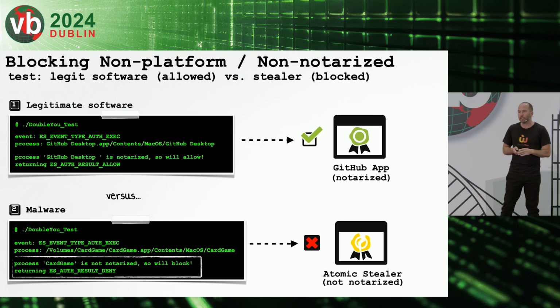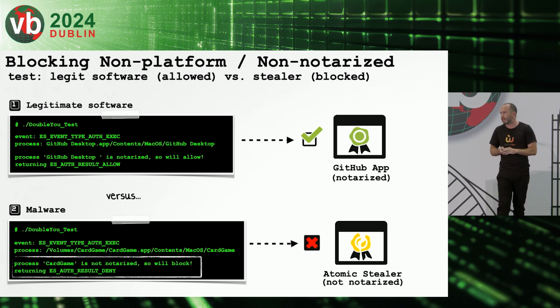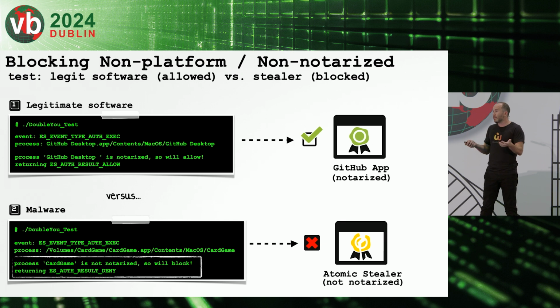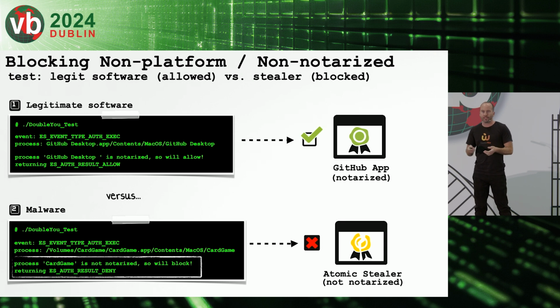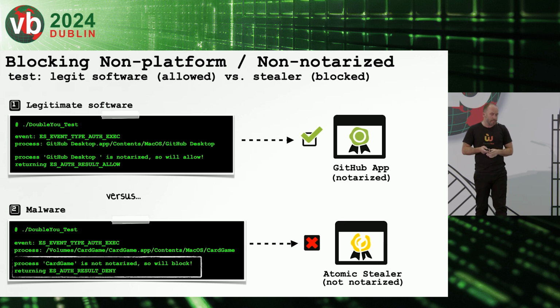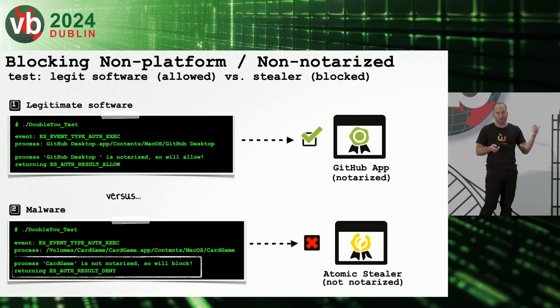At the top, I run some legitimate software. This is GitHub Desktop. It's signed. It's notarized. We still get the process auth event. Again, this is given to us for every single process. We quickly check to see if it's notarized or not. This is very efficient, done by, again, Apple's code signing APIs. Comes back and says, yes, this is notarized. OK, that process is allowed. In the case of malware, specifically stealers, we can see that it's not notarized. So in this case, we block it.